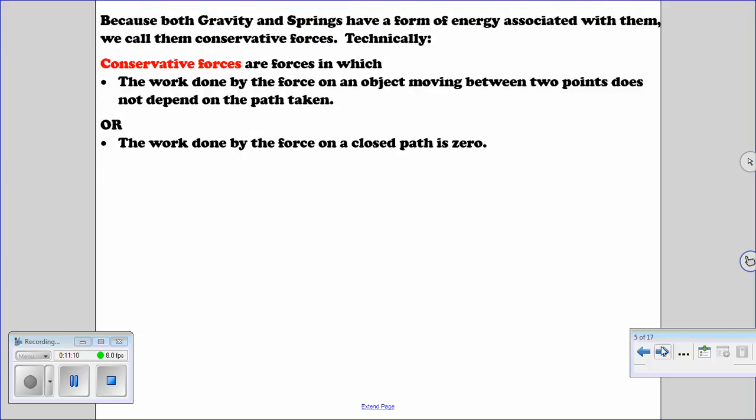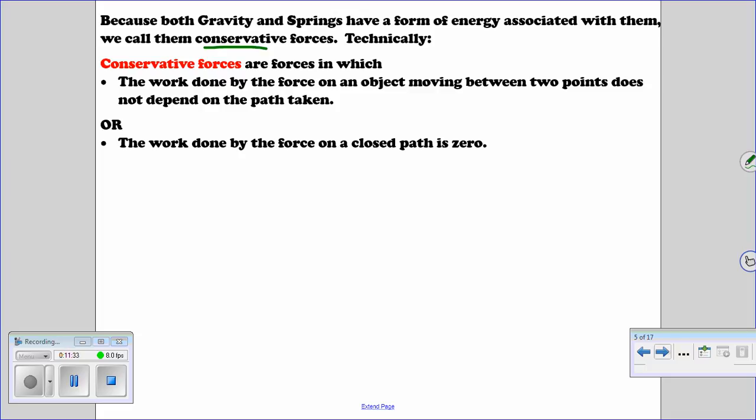All right, now, because both gravity and springs have a form of energy associated with them, we're going to call them conservative forces. All right, so the technical definition of a conservative force is that it is a force in which the amount of work done by the force on an object moving between 2 points doesn't depend on the path taken, or if the work done by the force on a closed path is 0.